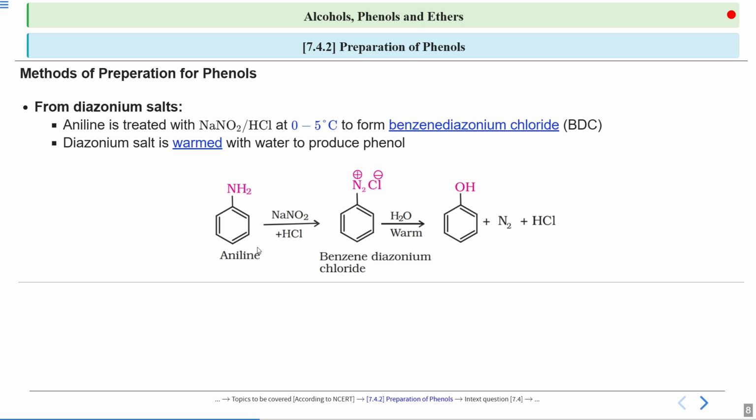First this aniline is reacted with NaNO2 and HCl, and then you get your benzene diazonium chloride. When it is treated with warm water, you get a phenol because chlorine is a good leaving group. It leaves with H+, and this nitrogen N2 group will also leave, making this carbon electron deficient. Your OH will attack on this carbon and you will get a phenol. So this is the third method, how from diazonium salts you will get a phenol.